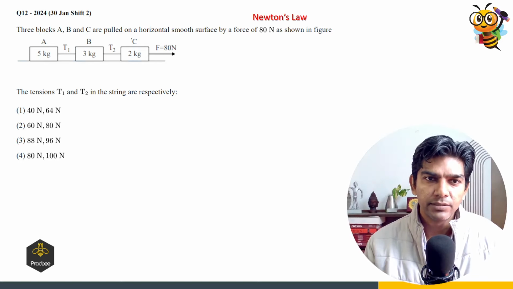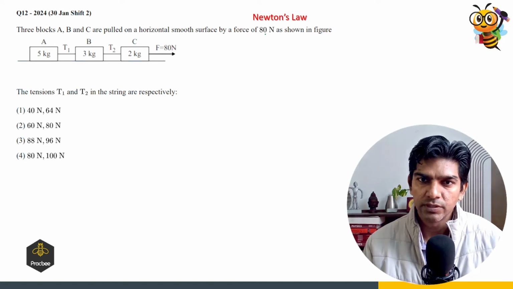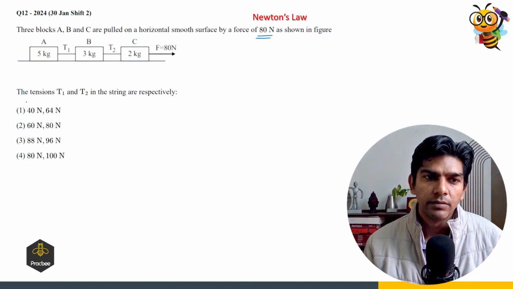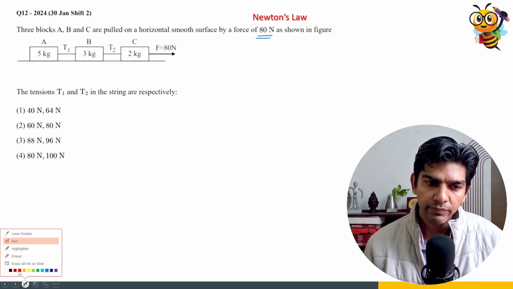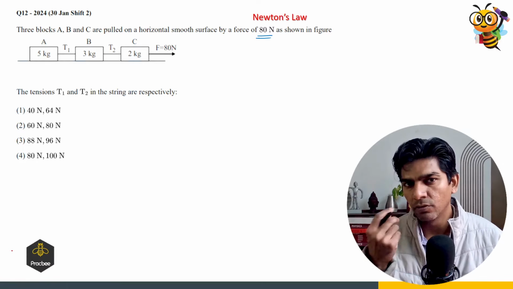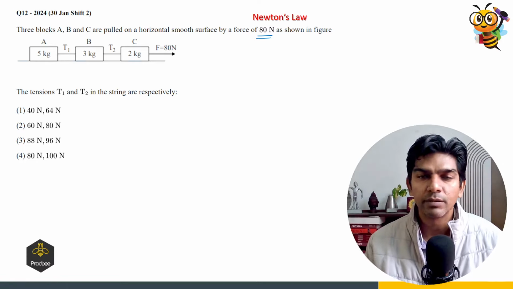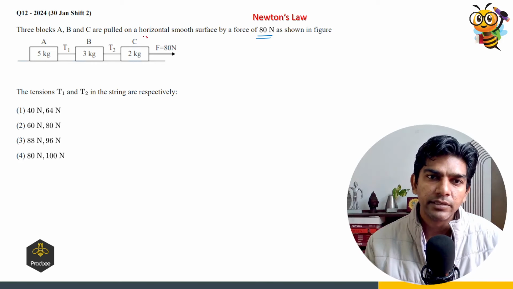Three blocks A, B, and C are pulled on a horizontal smooth surface by a force of 80 Newton. The tensions T1 and T2 in the string are. So whenever we have a system and all the constituents of the system are moving with the same acceleration, we can consider it as a single unit.